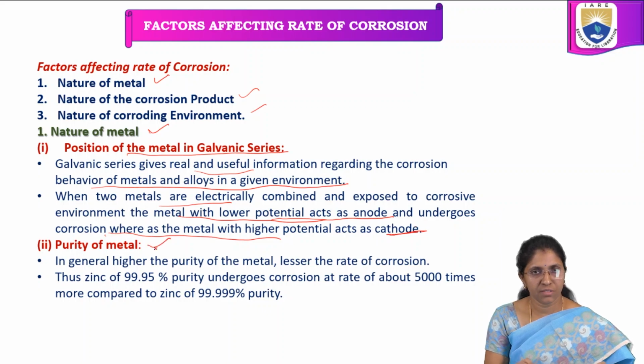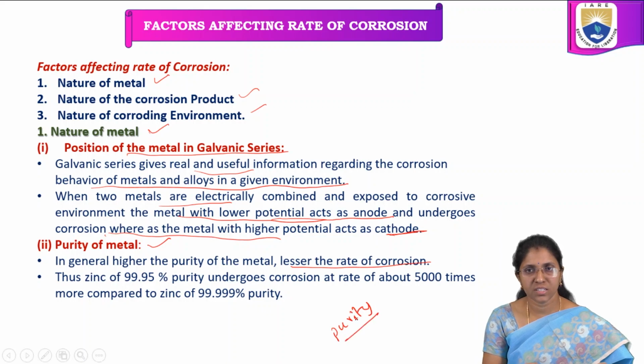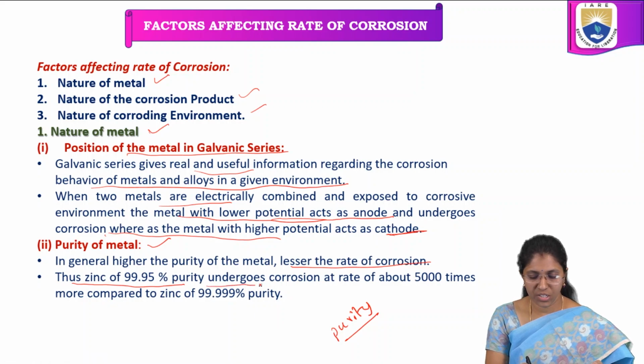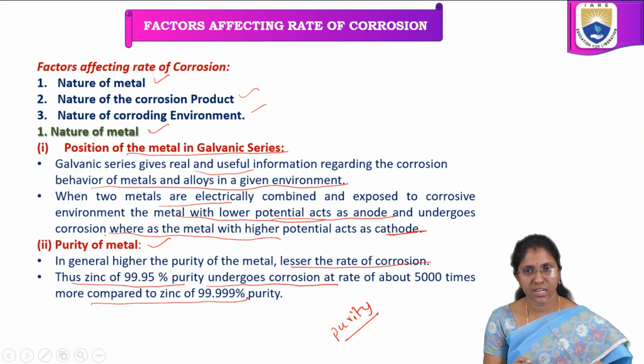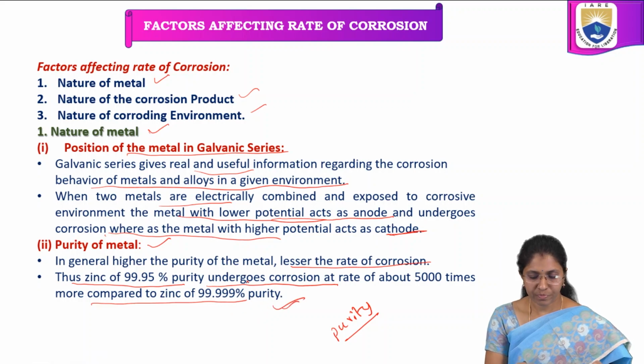The second one is purity of the metal. In general, the higher the purity of the metal, the lesser the rate of corrosion. If the metal is pure, it does not readily undergo corrosion. Zinc of 99.5% purity undergoes corrosion at a rate about 5,000 times more compared to zinc of 99.999% purity. Purity plays a crucial role in corrosion.